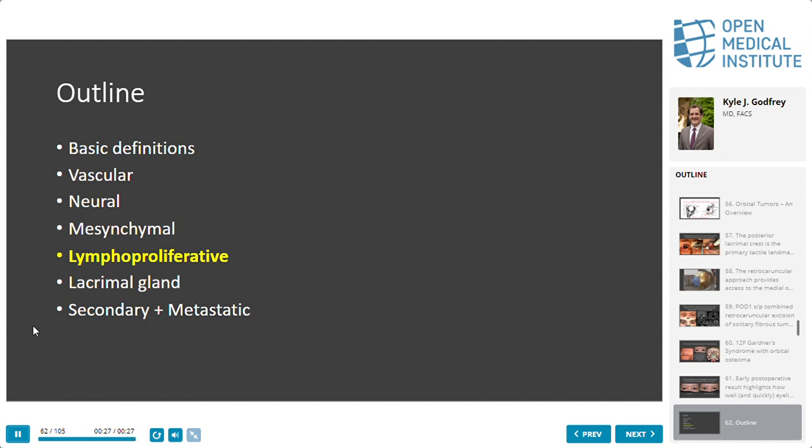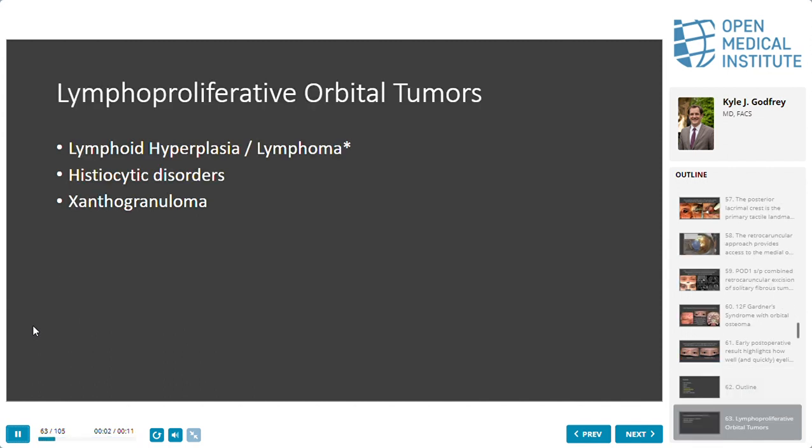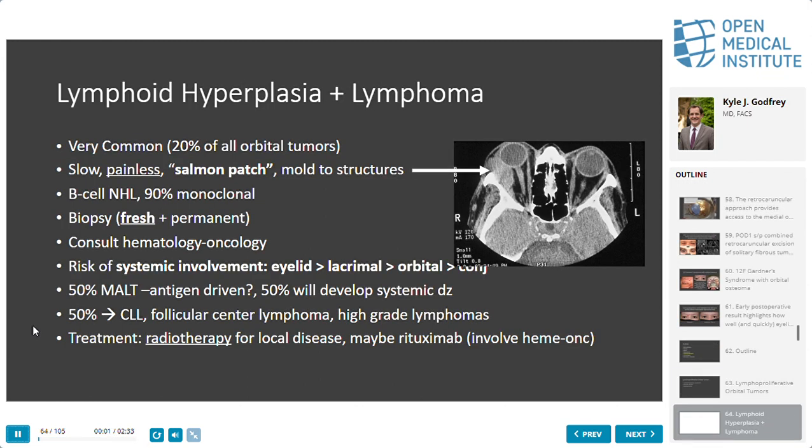Doing okay? All right. So lymphoproliferative tumors are really an important category of tumor for several reasons. These are the three main flavors, but we're really focused on lymphoid hyperplasia and lymphomas. They're important for a few reasons. One is because they're very common. They're the most common primary orbital malignancy in adults. So we said in kids, rhabdomyosarcoma is the most common primary orbital malignancy; in adults, it's lymphoma. It tends to present with slow, painless growth.